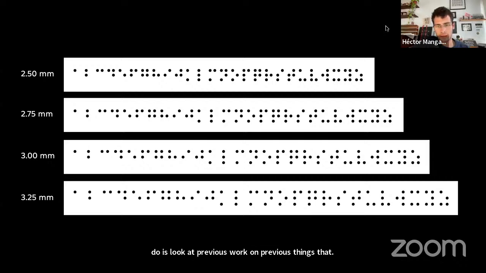One of the first things that we found was a bunch of disagreement on one specific thing, which is not width of characters, but the spacing between the dots. Here you can see different spacing settings that we were looking at for Braille that ranged from 2.5 millimeters between the centers of the dots to 3.25. These come from different guidelines that are being used by different associations of the blind around the world.